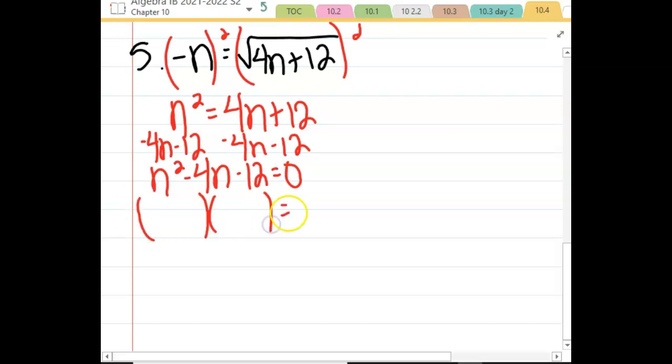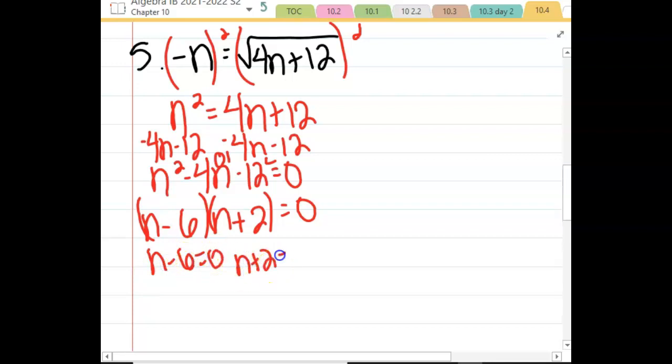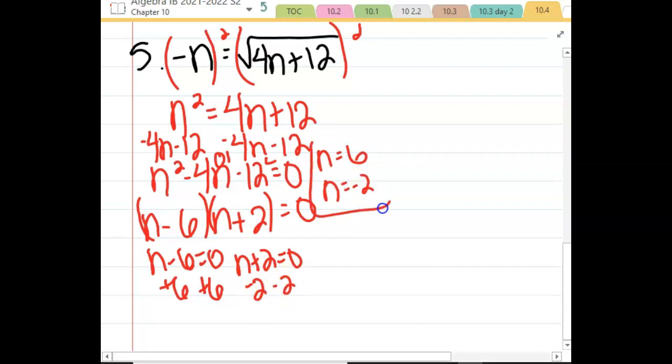And I need to factor it. Just like the last one, we're going to have n times n. I need something that multiplies to give me negative 12. Let's do 6 and 2, but it needs to add to give me a negative 4. Which one's negative? The 6 has to be negative, right? The bigger number needs to be negative. So either n minus 6 equals 0, or n plus 2 equals 0. Add 6, we get n equals 6. Subtract 2, n equals negative 2.